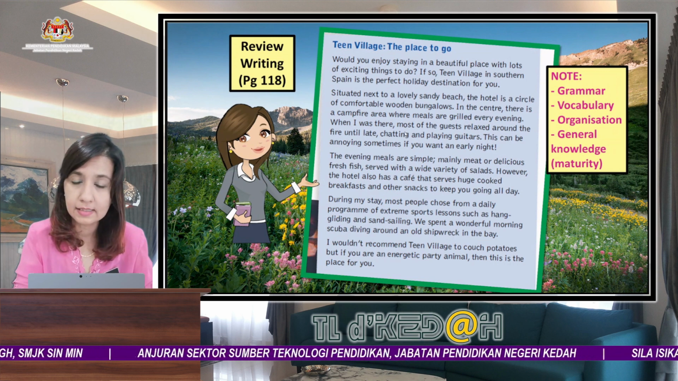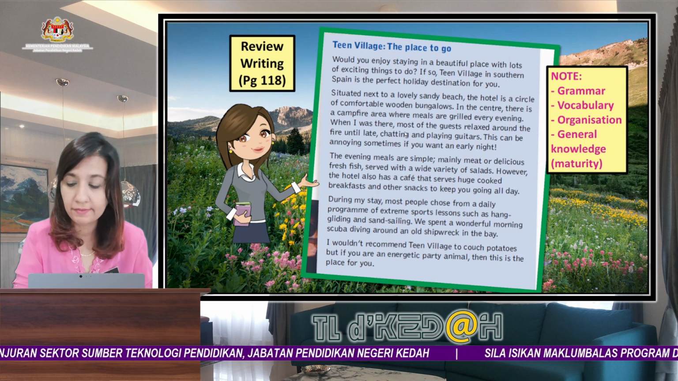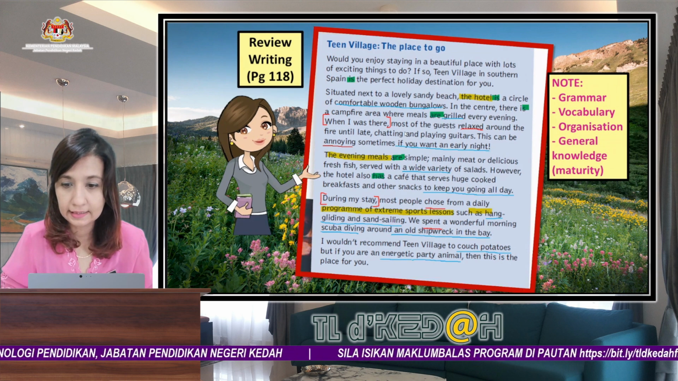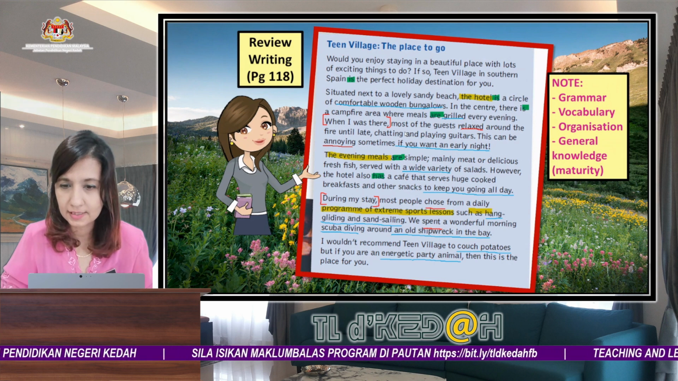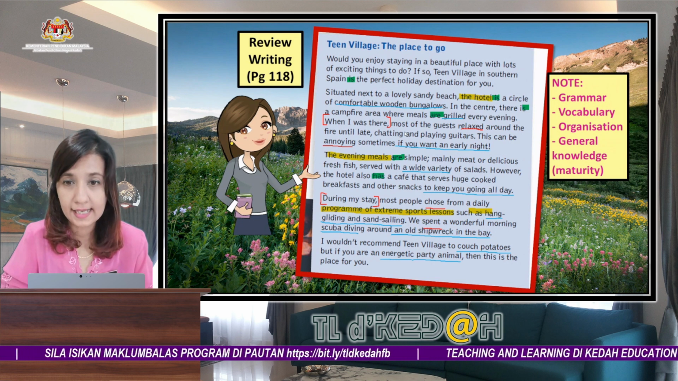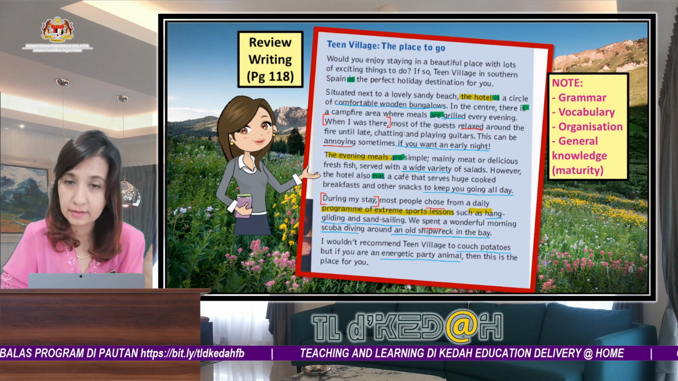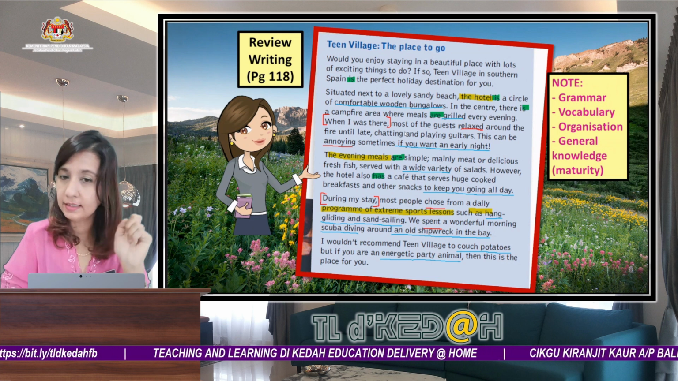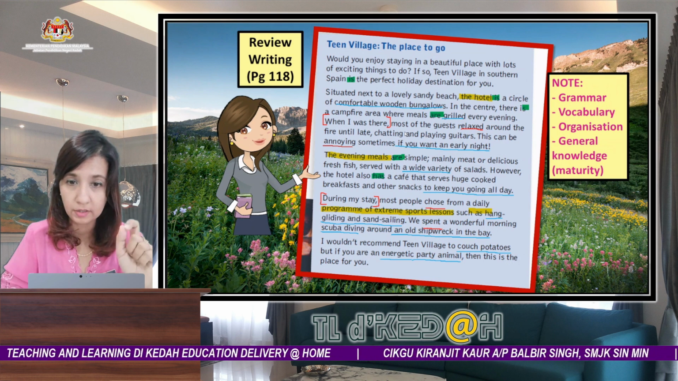Look at the ideas shared. Do the ideas have some level of maturity? Look at what I've highlighted here in yellow, almost like a mustard color highlight. They are the content points. You have spoken about the hotel, you have talked about the meals, the food, you have talked about the activities, and finally you stated your recommendation. Would you recommend it or not?